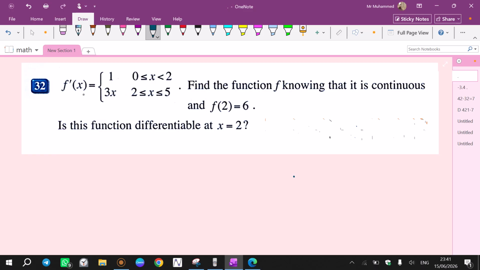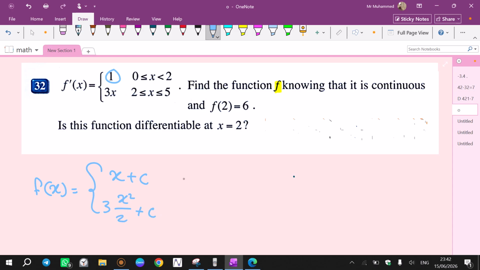Anyways, let's do this. This is f prime. The question says find f. Find f means take integral. Okay, what is integral of 1? As I said, f(x) will be piecewise as well. Integral of 1 is x plus c. Integral of 3x is 3x squared over 2 plus c. Conditions won't change. 0 less than or equal to x less than 2. 2 less than or equal to x less than or equal to 5.